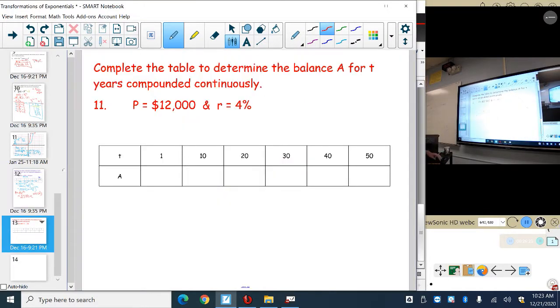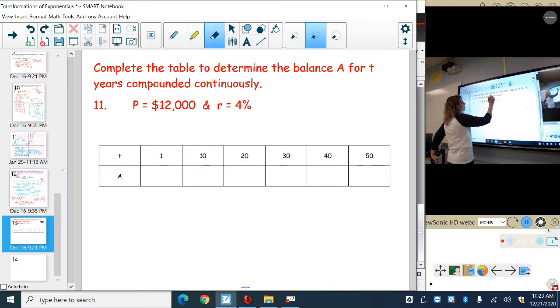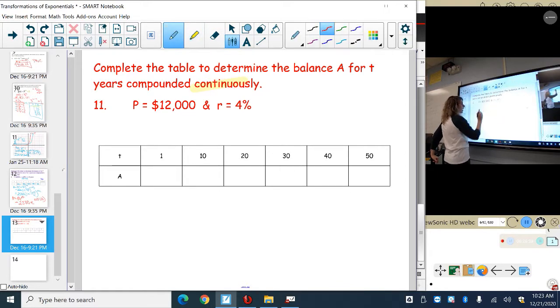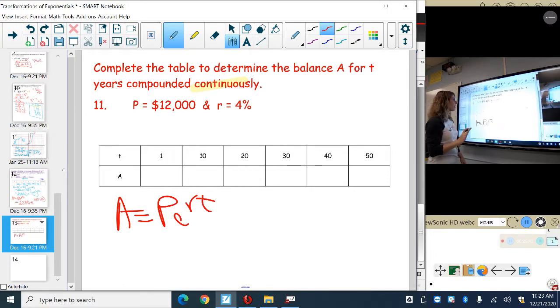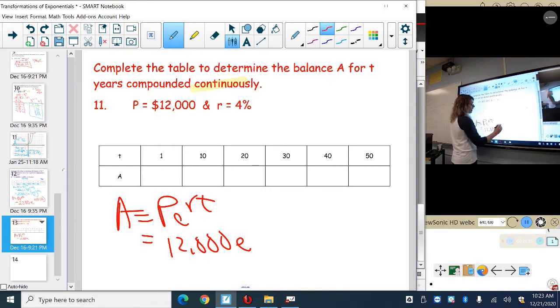Now, that brings us down to number 11. Number 11 says, complete the table to determine the balance A for t years compounded continuously. It says continuously. Continuously means I need to use the PERT formula. You are not using any other formula except for this. But what is changing in this formula is I know my 12,000, I know e, and I know my rate is going to be 0.04, but my time, t, is going to be my variable x.